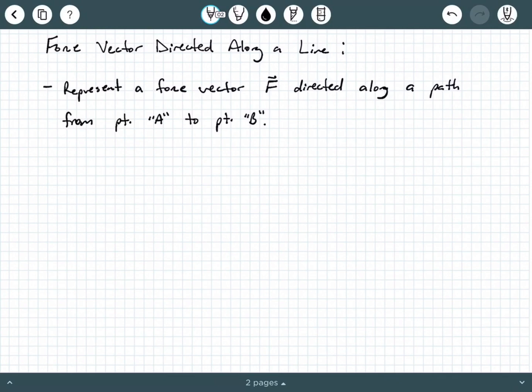Hey everybody, Dr. A here, and in this video we're going to be providing some background information on force vectors directed along a line. So let's get started. In this video, we're going to be discussing how to represent a force vector that's directed along a particular line. So basically what we're doing is we're representing some force vector, let's call it vector F, directed along some path from a point A to a different point B.